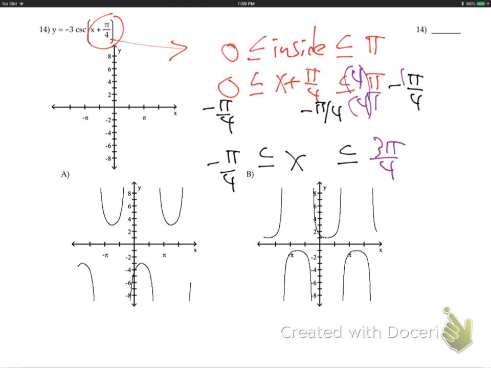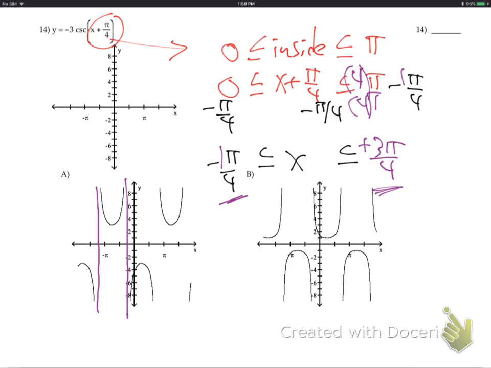Now, that means it's going to have vertical lines between negative pi over 4 and positive 3 pi over 4. So now where are the vertical lines? They're not showing the vertical lines, but we can tell where they are because of where the graphs go up or down forever. That's what graphs do at a vertical asymptote line. So this one looks like it's past negative pi, isn't it?